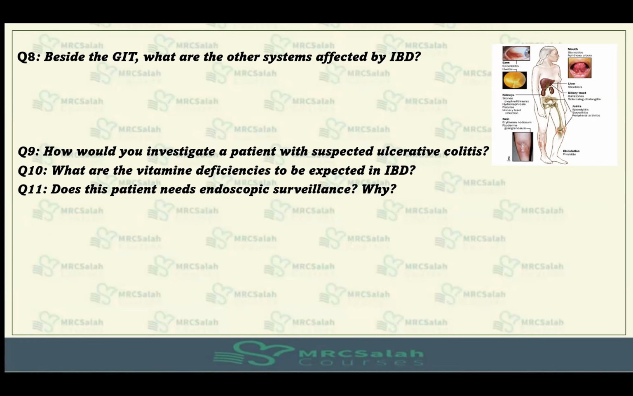Okay, so does this patient need endoscopic surveillance and why? Yes, this patient needs endoscopic surveillance because they can develop cancer. Yes. The risk of cancer increases, especially after 10 years, by 1% every year. This is general information because they are asking many questions now.